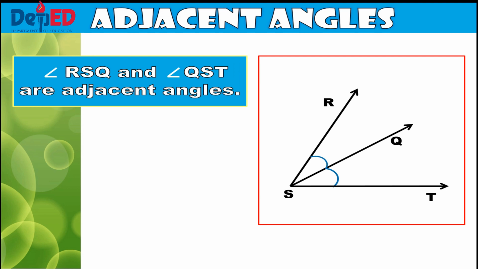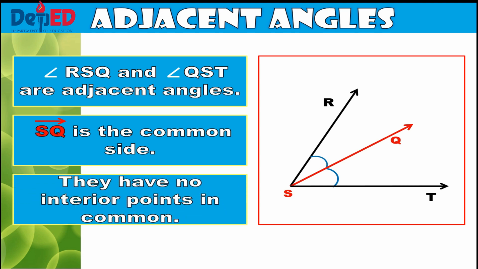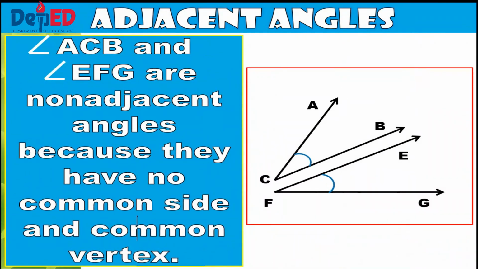Angle RSQ and angle QST are adjacent angles. Ray SQ is the common side. They have no interior points in common. Angle ACB and angle EFG are non-adjacent angles because they have no common side and common vertex.